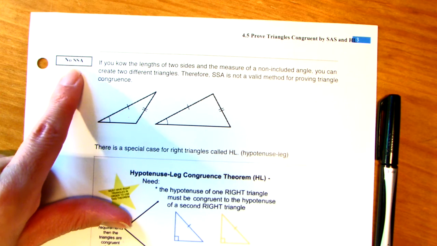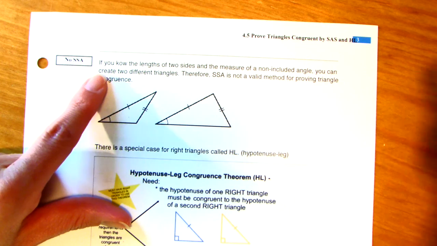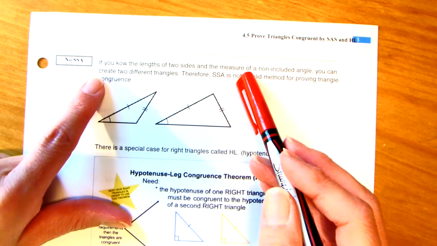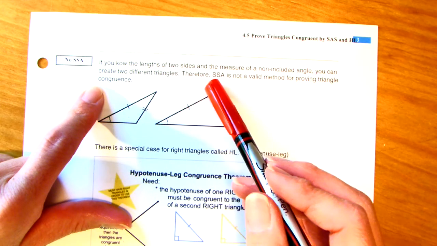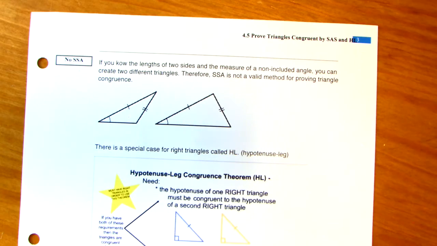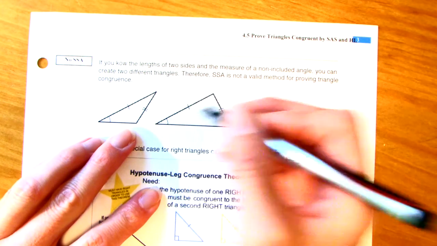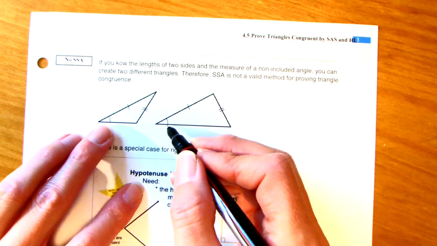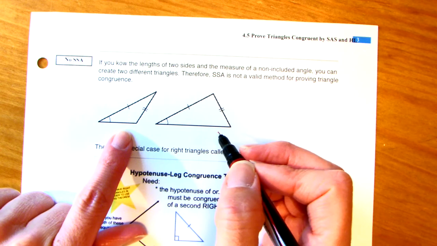No side-side angle. Notice I didn't spell it backwards because then that could be an issue with some parents. In any case, if you know the lengths of two sides and the measure of the non-included angle, you can create two different triangles. So therefore, a side-side angle is not a valid method for proving triangle congruence. Because see this segment right here? What if I stretched it out this way? You still have the angle, the side, and this would be the same length. You do not get a unique triangle.